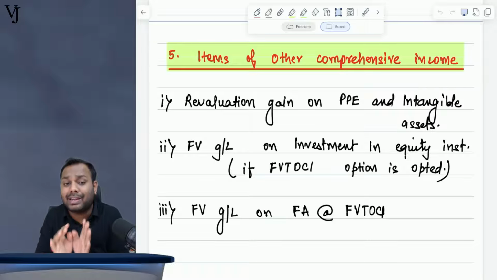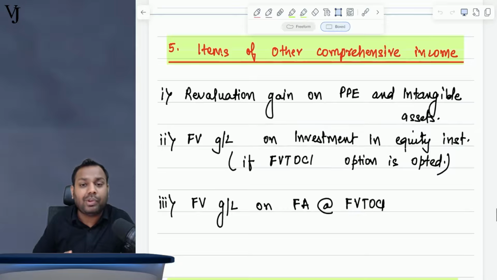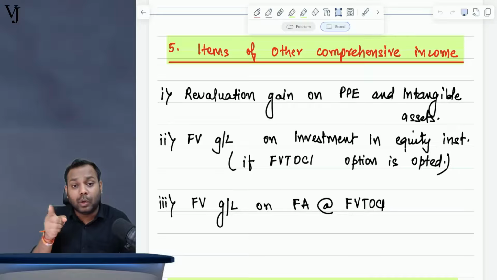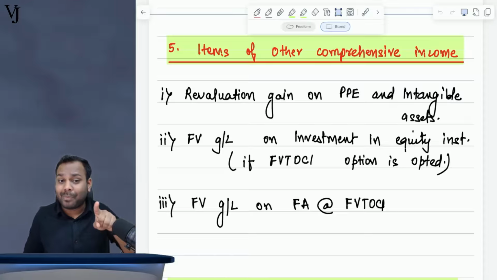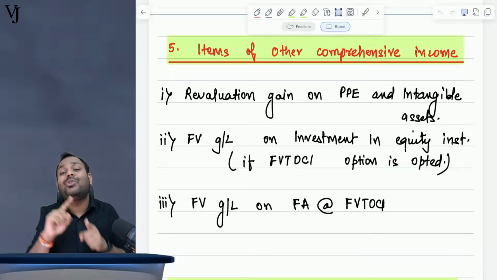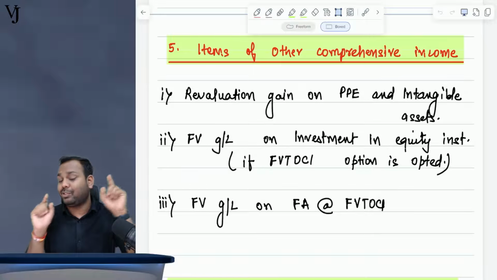All the incomes or expenses that you see go to P&L. Now, revaluation gain on property, plant and equipment and intangible assets goes to other comprehensive income. Sir, what about investment property? Revaluation gain on investment property doesn't go to OCI. It goes to P&L. Students do make a mistake here, so don't make this mistake.